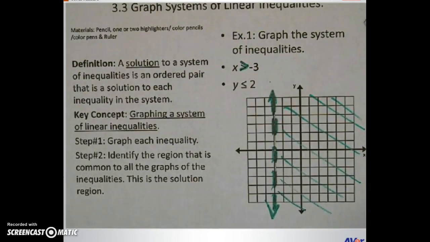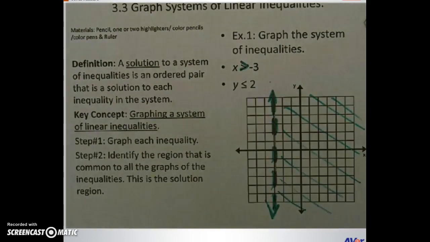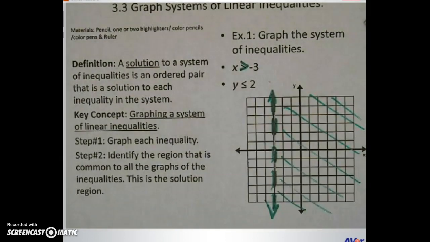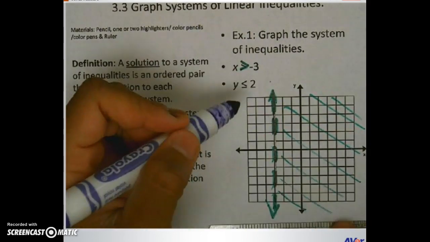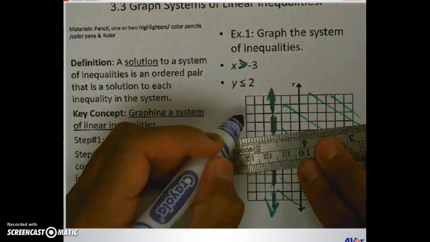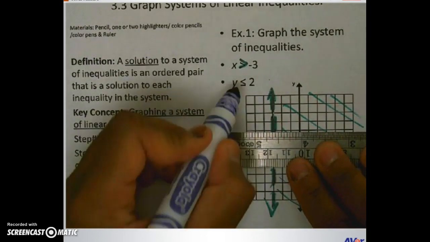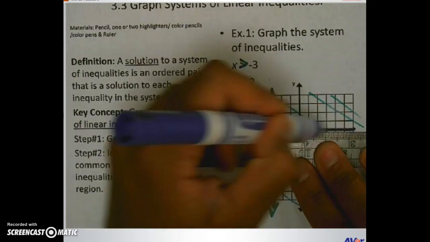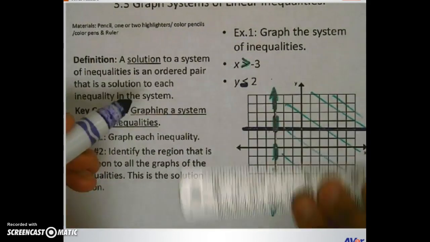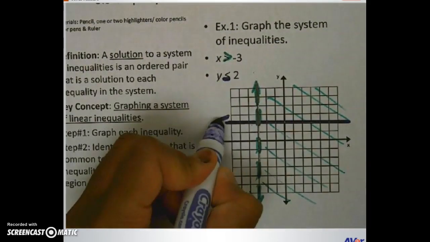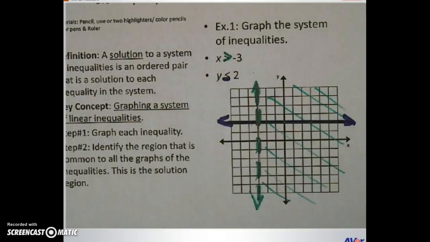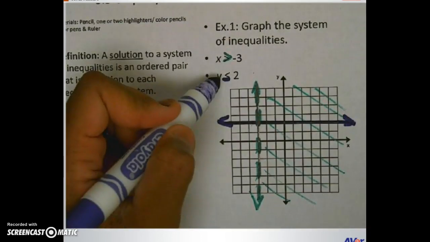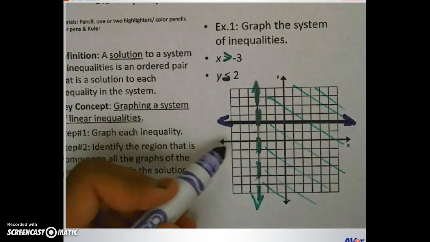Then you're going to do the same thing with the other line, y is less than or equal to 2. I'm going for markers here instead of pencils. I don't know if you noticed that I switched. This is going to be a horizontal line, and this one's going to be solid because of the equal to sign. Nice and thick so we can all see it. This is where you need to be super duper bold. Now this is less than, so I'm going to shade below.